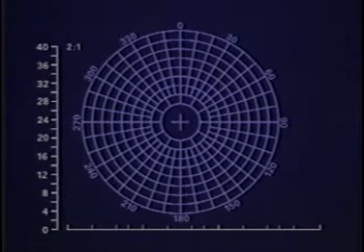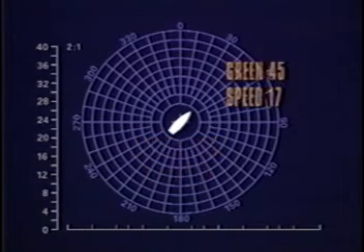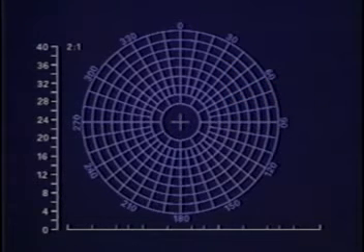The length of the relative vector is determined by the relative wind speed. Your course is 045 degrees at 15 knots. The relative wind is from green 45 at 17 knots. To calculate the true wind speed and direction, use the 2-to-1 scale to plot the information.